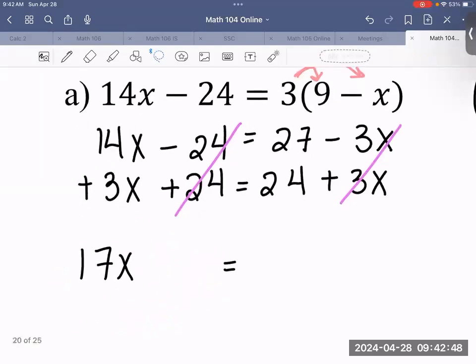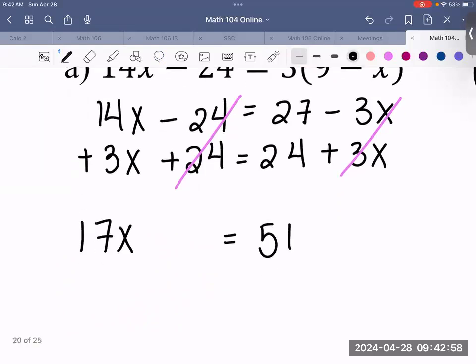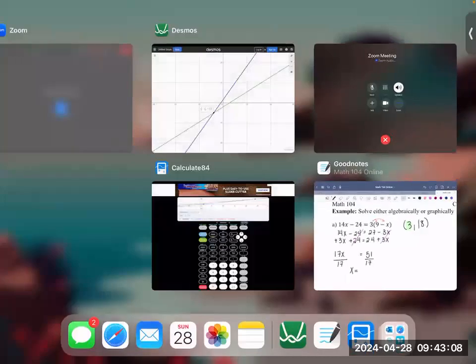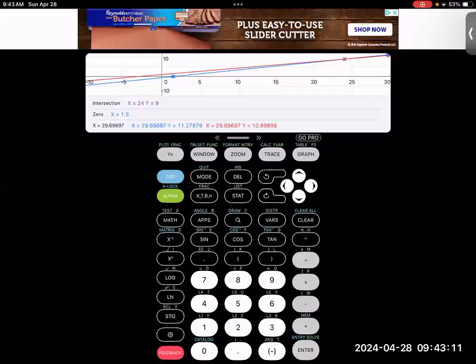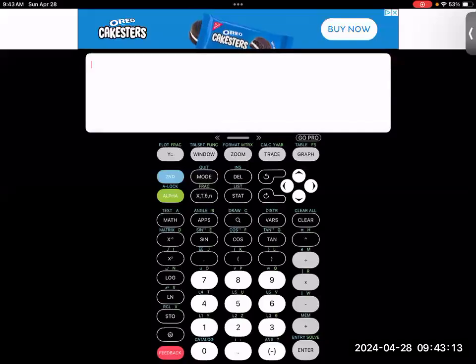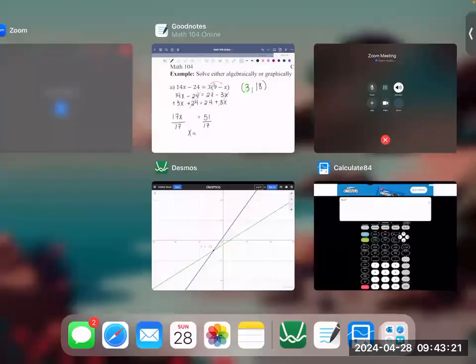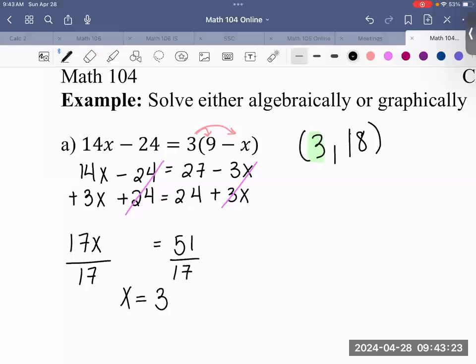So we have, let's see, that's 11, that's 51, right? So 51, 17x. So then let's go ahead and divide by 17. So x is equal to 51 over 17. Those are a little unusual numbers. So let's see, 51 divided by 17. 3. There we go. So x is equal to 3.